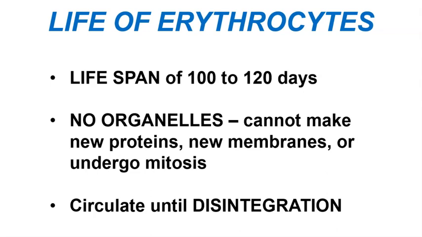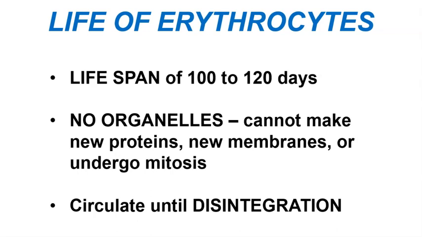So erythrocytes have a lifespan of approximately 100 to 120 days, which is roughly 3 to 4 months. Recall that erythrocytes have no nucleus and very few organelles. This means that they cannot make new proteins, new plasma membranes, and they also cannot undergo mitosis. What they end up doing is they circulate in the bloodstream until they break apart and disintegrate.